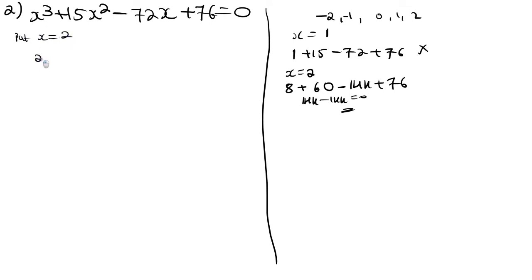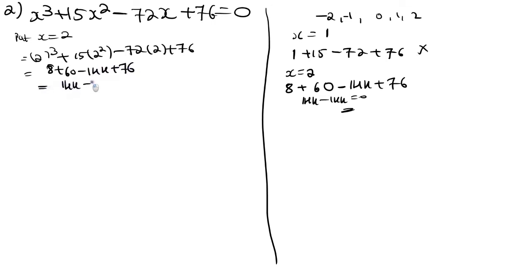So what will you get? 2 cube plus 15 into 2 square minus 72 into 2 plus 76, it's equal to 8 plus 60 minus 144 plus 76. Its value is equal to 144 minus 144, which is 0. So one root is x equal to 2.